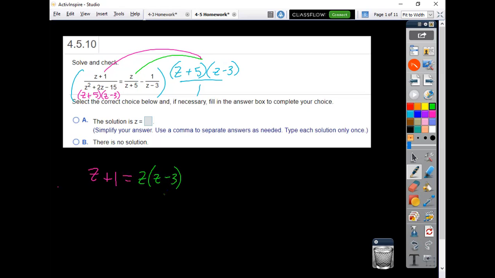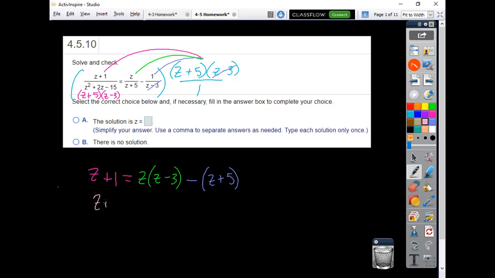And then I'm going to multiply the last one as well. So when I multiply times this last fraction, I've got a minus here. And then the z minus 3s are going to go away, leaving the 1 times the z plus 5. Now we just are going to have a quadratic equation. We've gotten rid of all the fractions or the denominators, so we should be able to solve this.